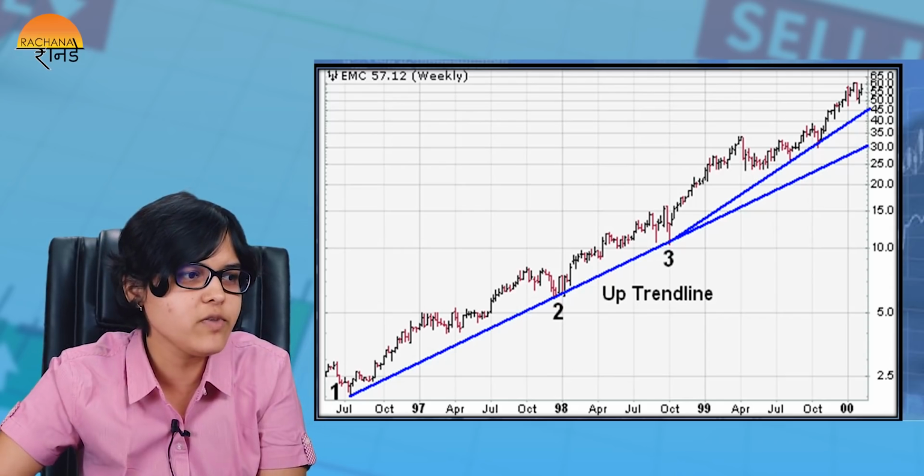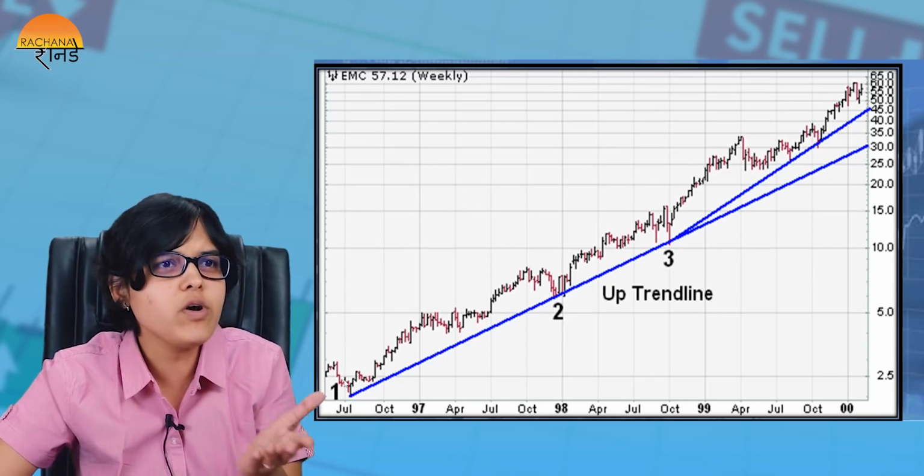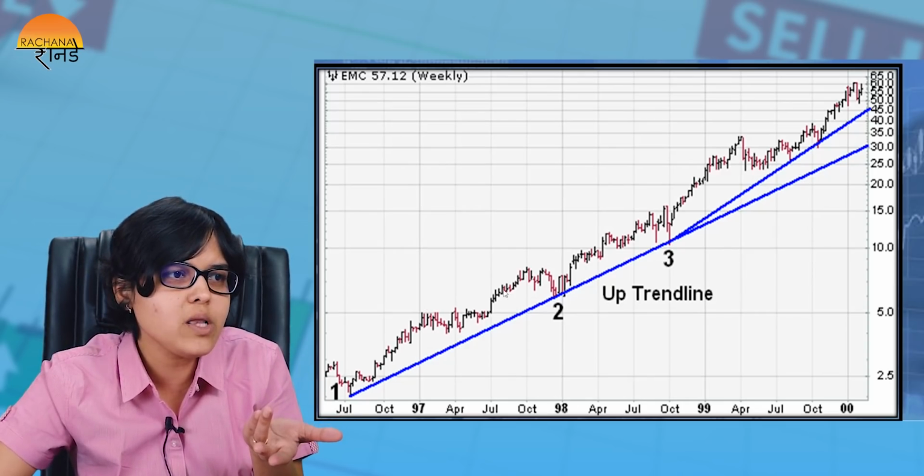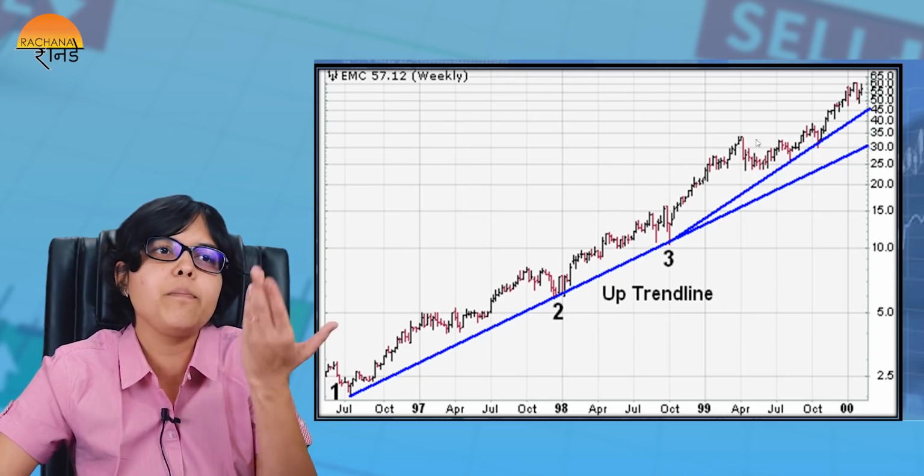Okay, so it's always good if the stock moves in a little bit of upward, a little bit of downward direction. But overall, it's very clearly visible to our eyes as well that overall the price is going up and up and up.